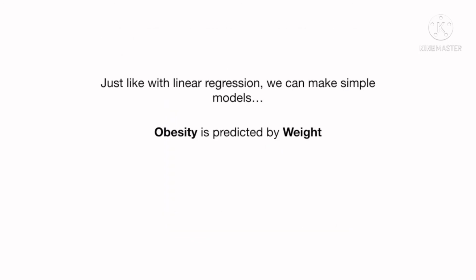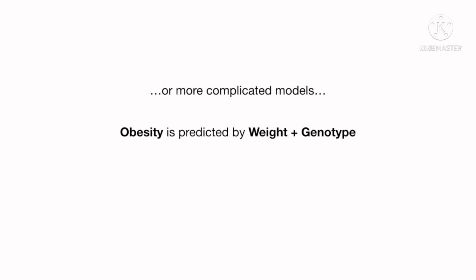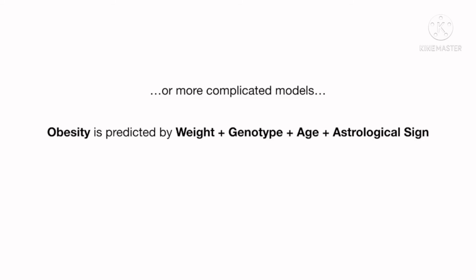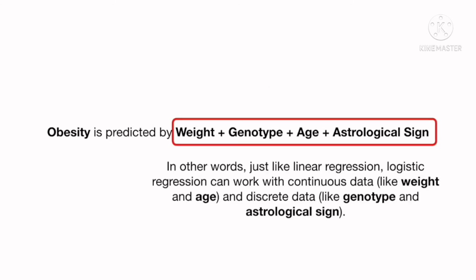Just like with linear regression, we can make simple models. In this case, we can have obesity predicted by weight, or more complicated models. In this case, obesity is predicted by weight and genotype. In this case, obesity is predicted by weight and genotype and age. And lastly, obesity is predicted by weight, genotype, age, and astrological sign. In other words, just like linear regression, logistic regression can work with continuous data, like weight and age, and discrete data, like genotype and astrological sign.